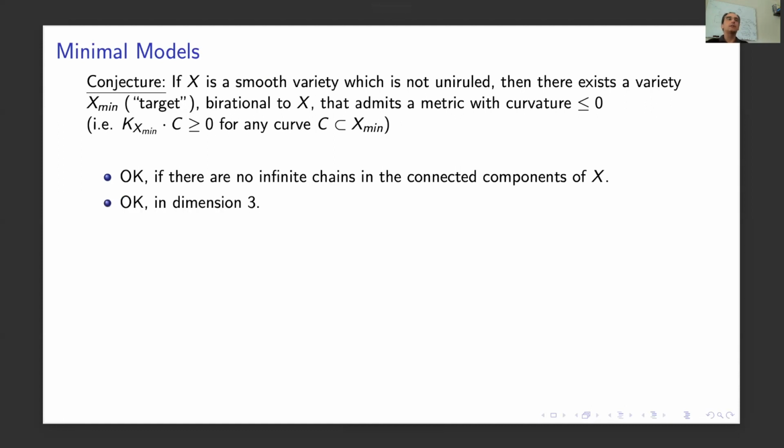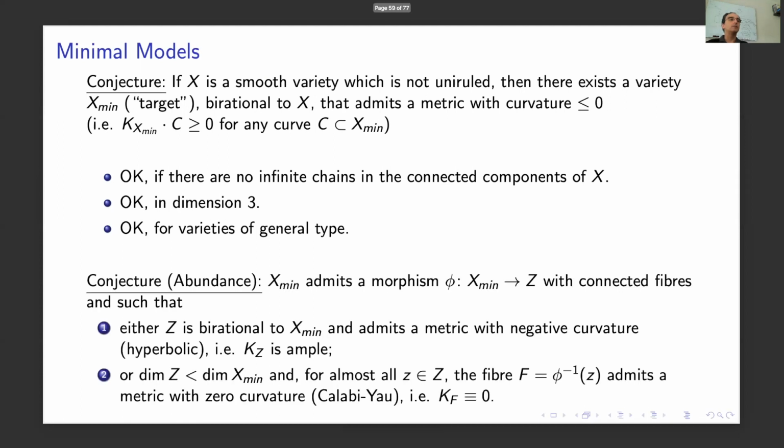And as I mentioned, it's true in dimension 3. And it's true for varieties of general type, although, as I said a few times, it's not because we know that there are no infinite chains, but for different reasons. But also, what we expect is that this final object, this target, admits some very interesting properties. And this is the goal of the abundance conjecture.